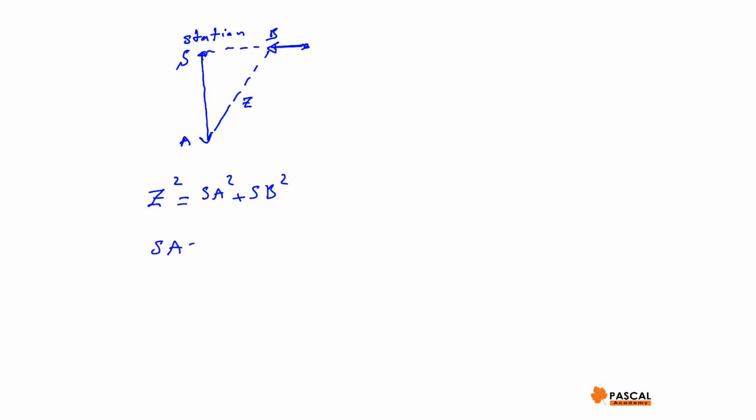Train A is going south and the other train is going west towards the station. The distance between the two trains can be found using the equation z² equals SA² plus SB². SA is 60 times t.